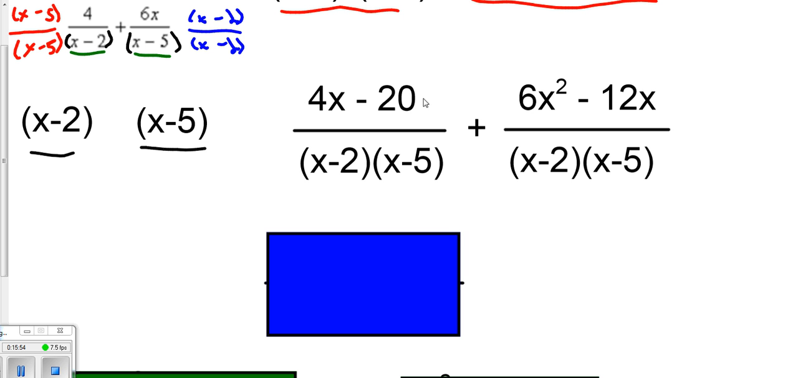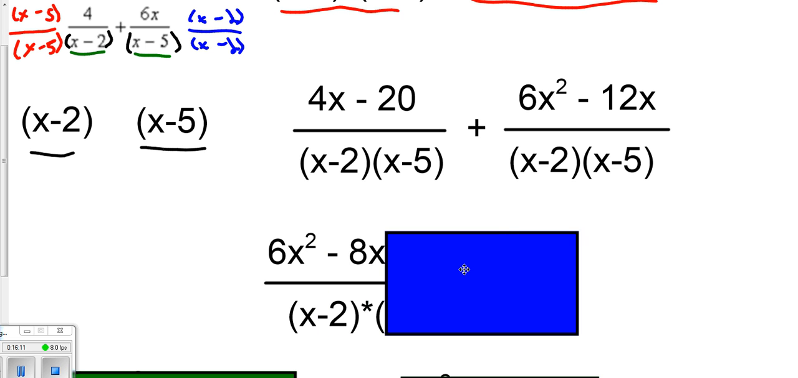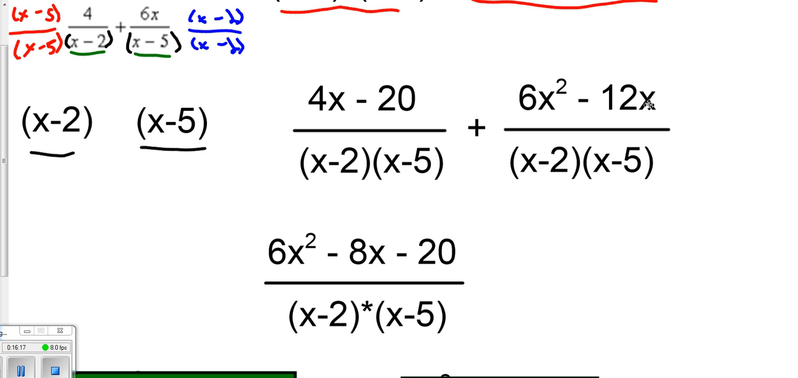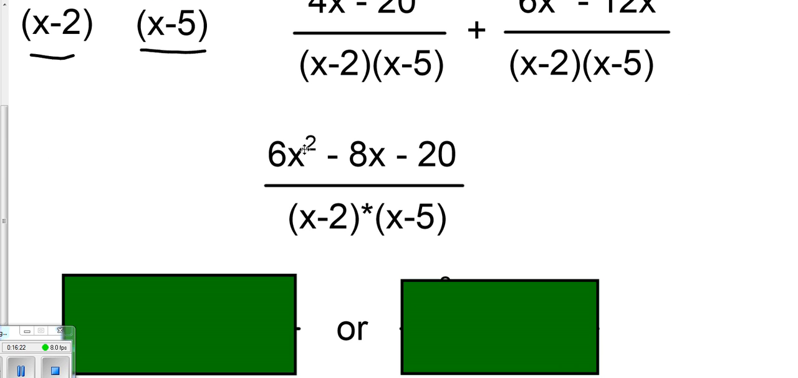Now we need to just add everything together. Our highest x squared in here, we don't have x squareds at all over here, just this 6x squared. So that'll be the first thing on top. We need to recognize 4x plus negative 12x. What's 4 plus negative 12? That'll become negative 8x. And then just the constants alone, we have negative 20. There is no other constant for this to combine with, so we just have 6x squared minus 8x minus 20.